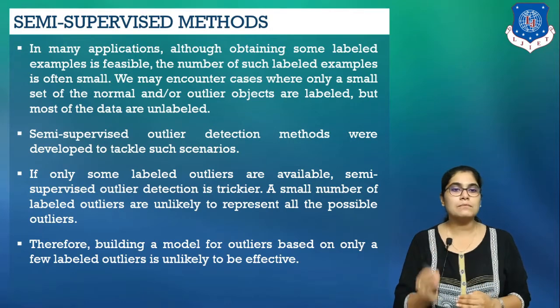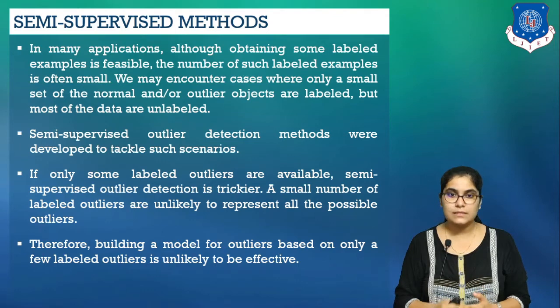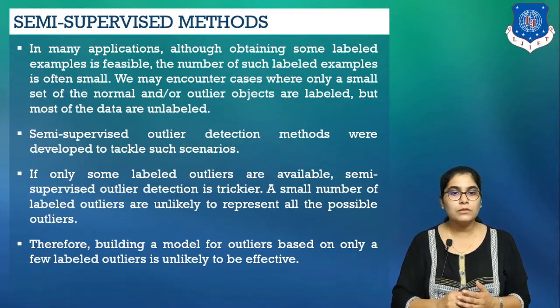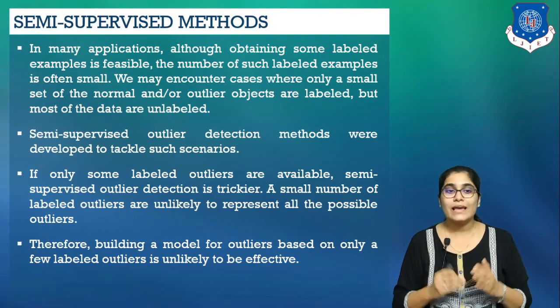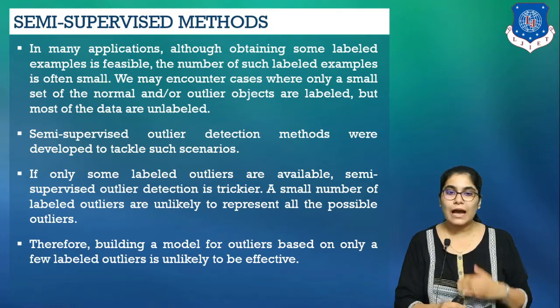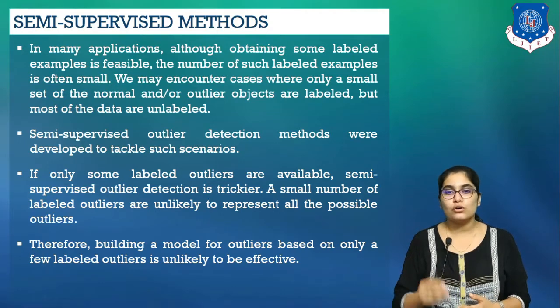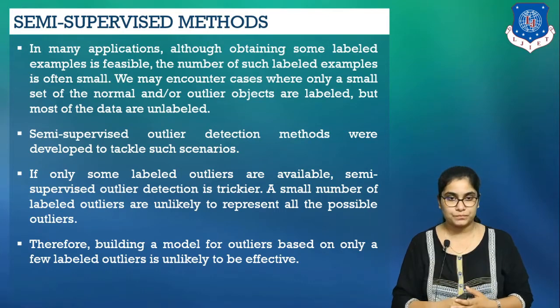If only some labeled outliers are available, semi-supervised outlier detection is trickier. A small number of labeled outliers are unlikely to represent all the possible outliers, and therefore building a model for outliers based on only a few labeled outliers is unlikely to be effective.